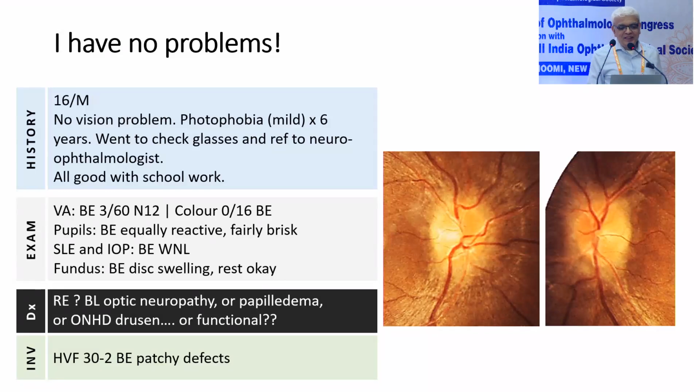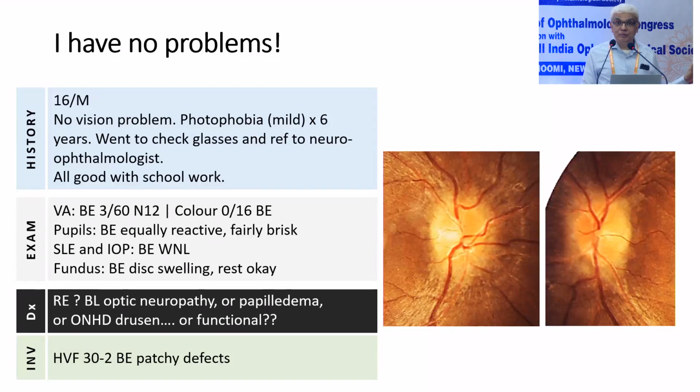Okay, this is a patient, endless confusion, who actually had no problem. A 16-year-old boy, he says, I'm fine, I just went to the doctor for glasses and they made all sorts of noise, and finally the patient ends up with me. No vision problem, he has a little bit of photophobia, and his vision is 3/60 distance, N12 near, for the past 6 or 7 years. I said, have you had any recent drop in the vision, any amaurosis? Nothing. I'm perfectly fine.